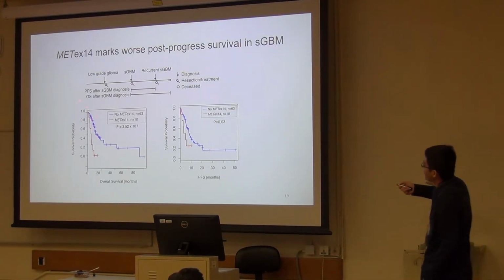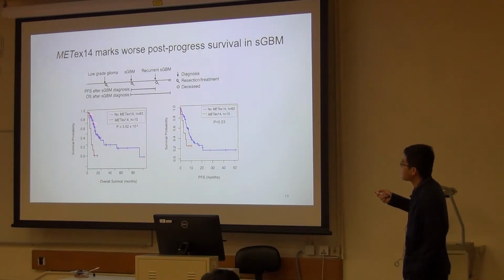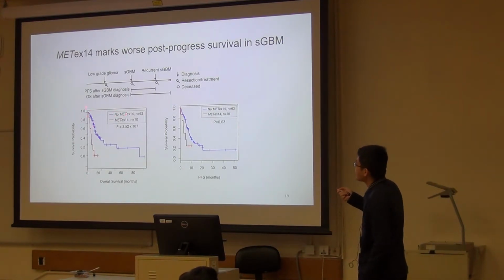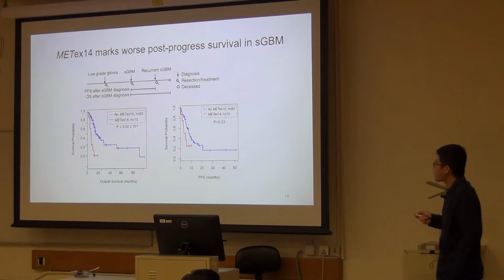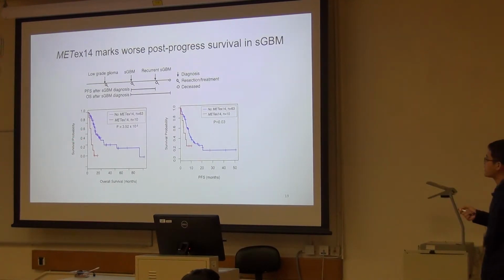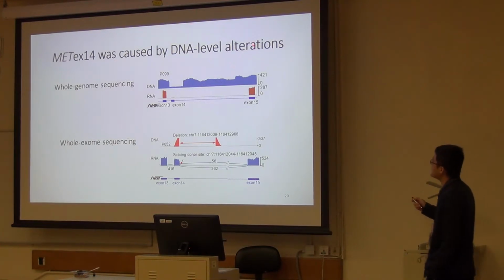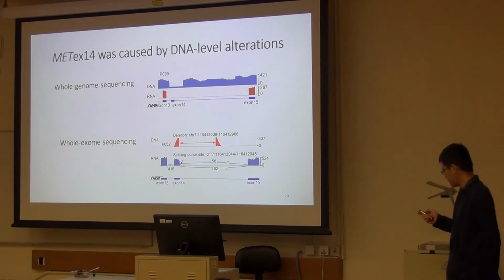If you read this curve, you see there are two curves, one in blue, one in red. The blue patients are the patients with MET exon 14 wild type. The red patients are the patients with the mutation in MET exon 14, indicating this mutation can drive the progression of the disease and eventually make the patient have worse survival. Then we checked whether this mutation happens at the DNA level or the RNA level. We found out that it's at the DNA level. This mutation is because of a change in the DNA of the patient's cancer cells.